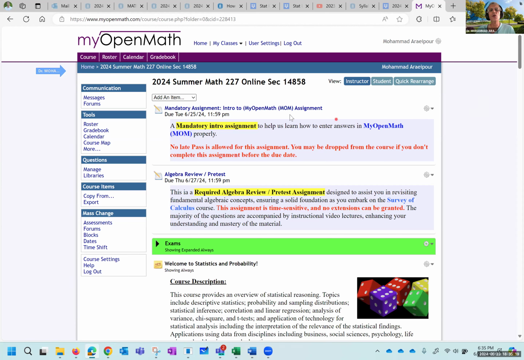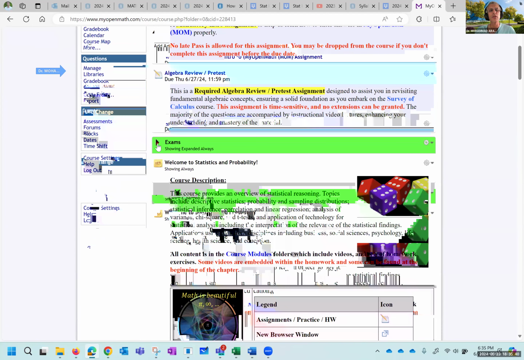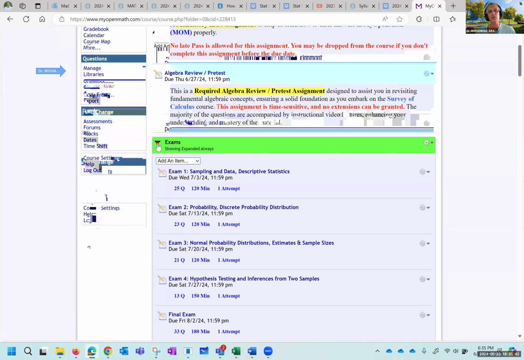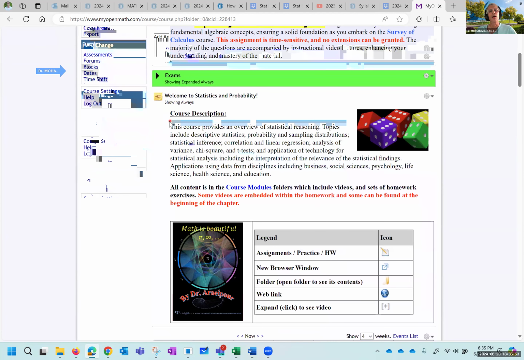So I start with this mandatory assignment or introduction to My Open Math, because I don't want you to miss that. Then I go to algebra review. You can't miss those assignments. They must be done immediately. The next one is exams. You can expand them. You don't have to worry about them yet. When the time comes, this is where you find them. As you click on that, it will ask you for the password. I have the course description as we had it before. It's also here.